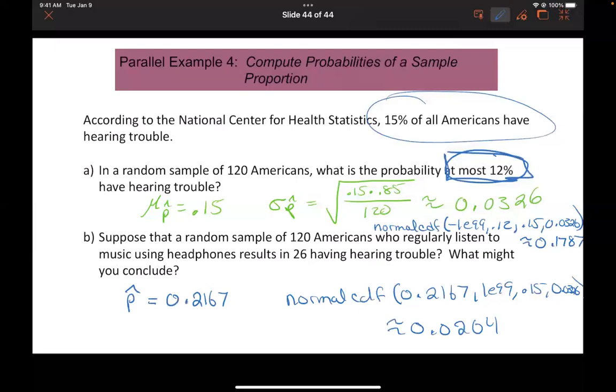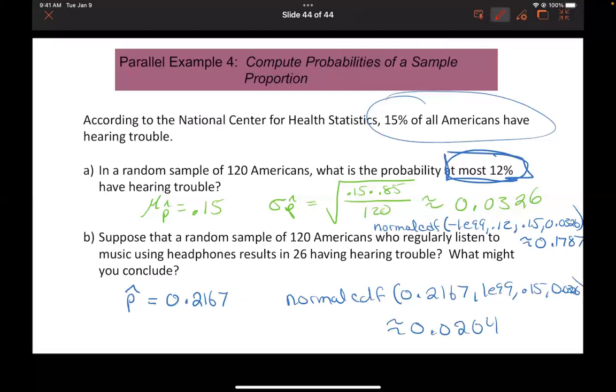So how do you know for like, I know for the normal CDF in the first one it says at most. So then you would do the lower and then the higher would be 0.12. But how do you know to put 0.2167 in the lower and then infinity in the higher for part B?